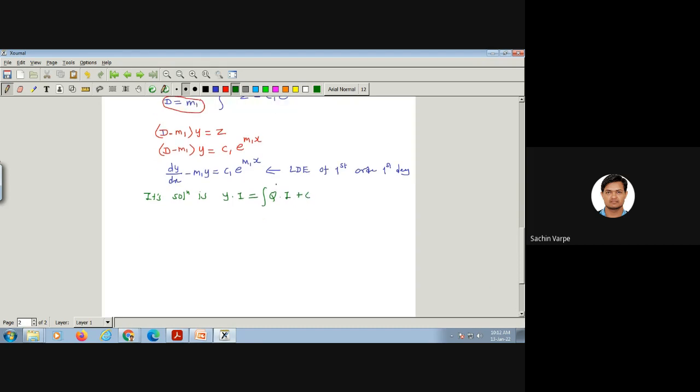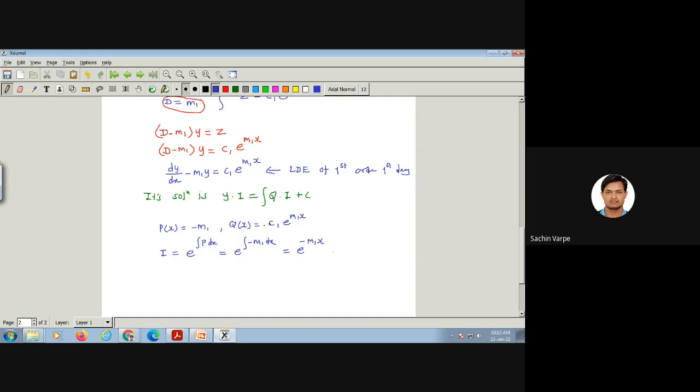So what is p here? P of x is minus m1. What is q of x? Q of x is c1 e to the power m1x. Right. So with this, we calculate the integrating factor I is equal to e to the power integration of p dx, that is e to the power integration of minus m1 dx, that is e to the power minus m1x.